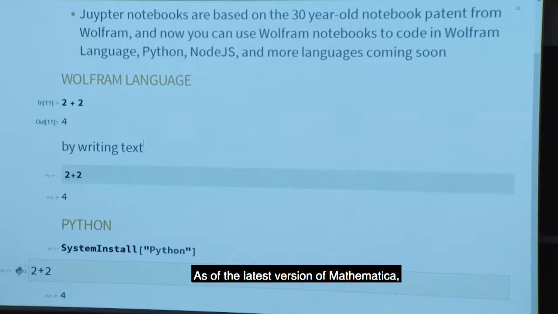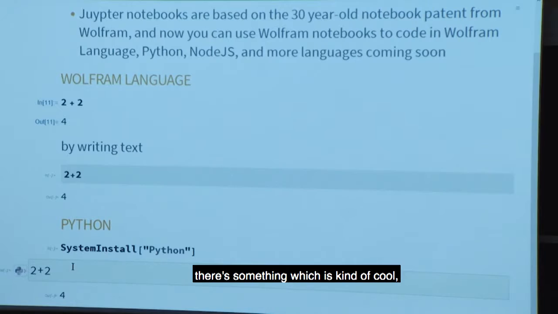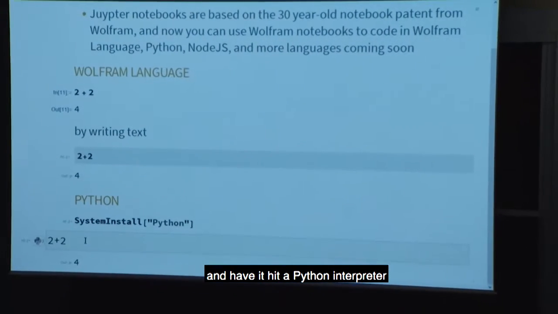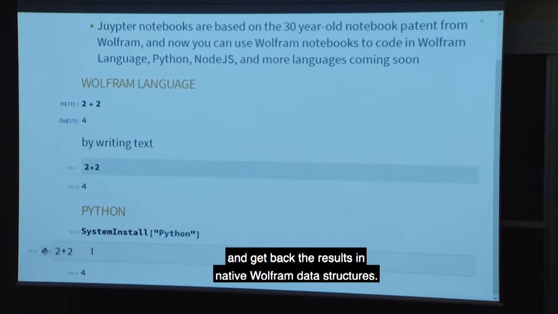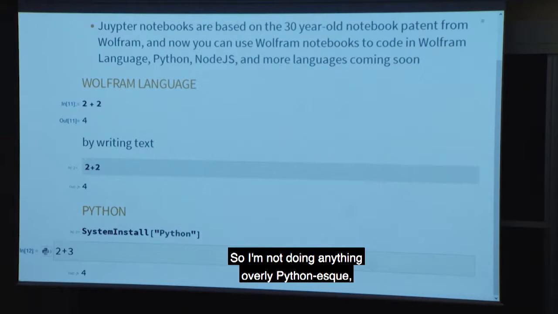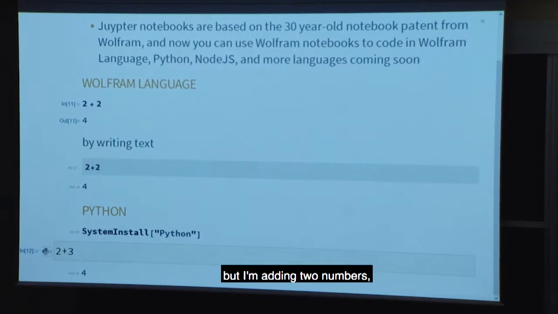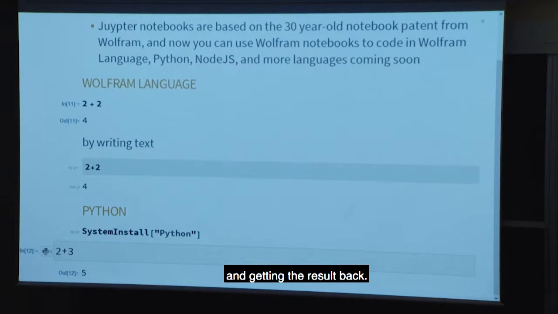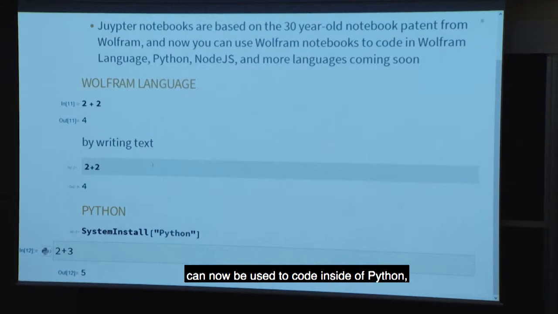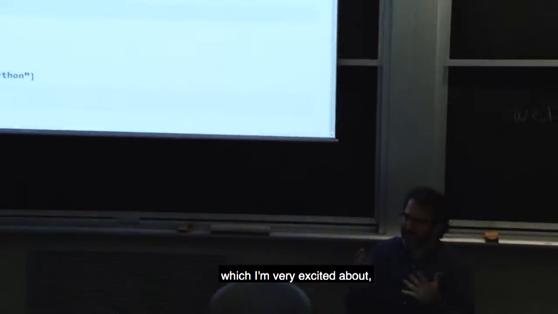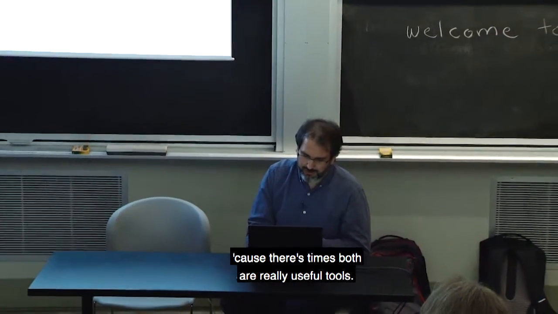As of the latest version of Mathematica, there's something which is kind of cool, which is you can write Python code and have it hit a Python interpreter and get back the results in native Wolfram data structures. So I'm not doing anything overly Python-esque, but I'm adding two numbers, and that's actually sending the result over to Python and getting the result back. So the 30-year-old notebook of Wolfram can now be used to code inside of Python, which I'm very, very excited about, because there's times both are really useful tools.